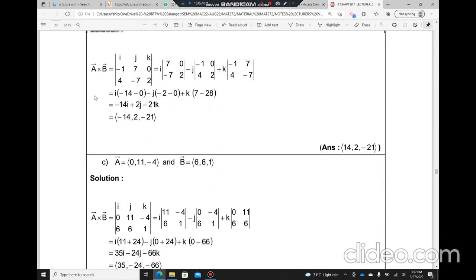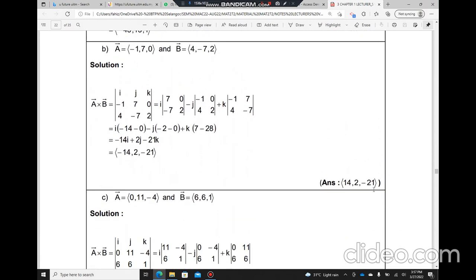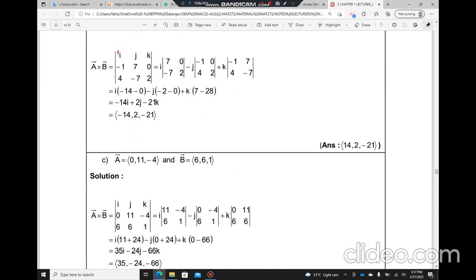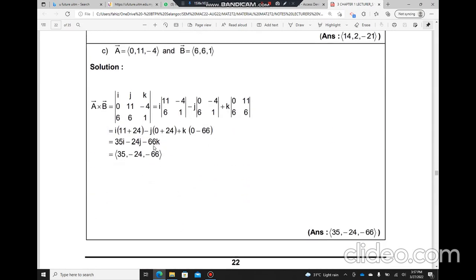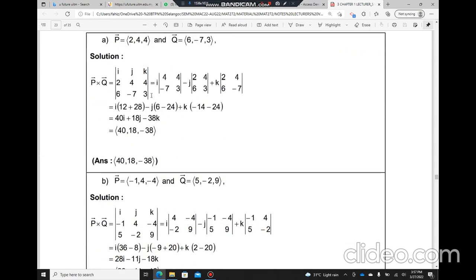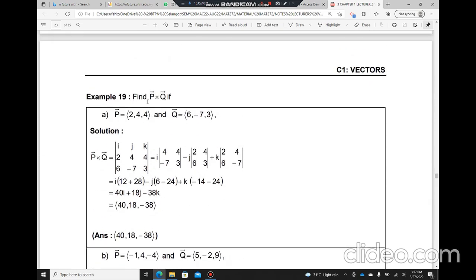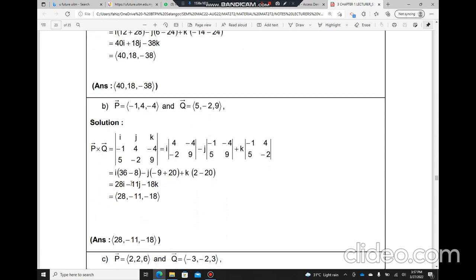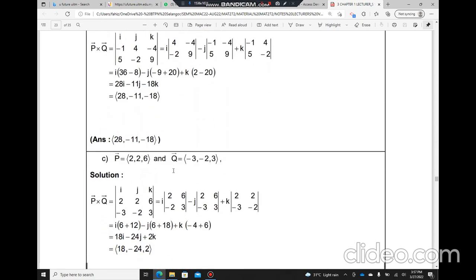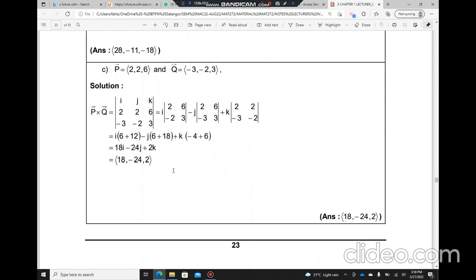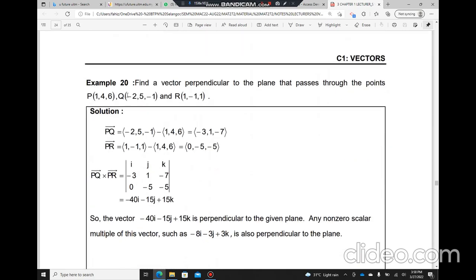Okay, so yang B pun sama. Okay, B you can check the answer here. Betul tak awak buat? Okay, buat cara yang sama. Make sure dia 3 by 3 matrix. Okay, C sama. Okay, D sama juga. P cross Q. So ni B, C. Okay, sama. This one cuma beza sikit dia dalam bentuk apa ni?